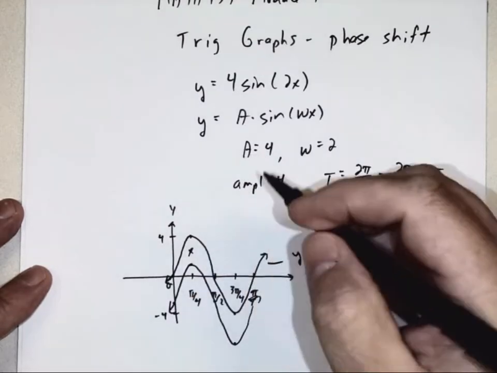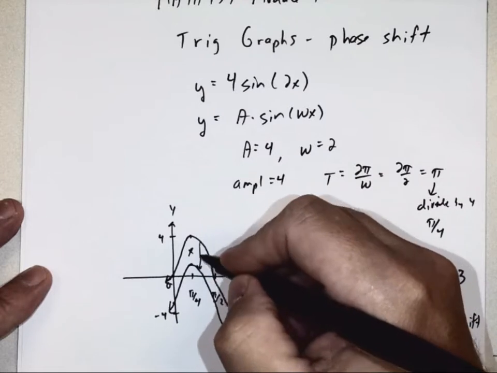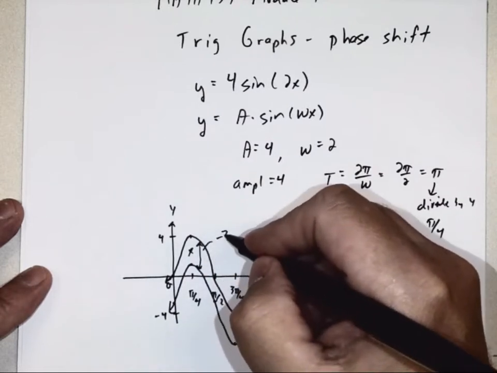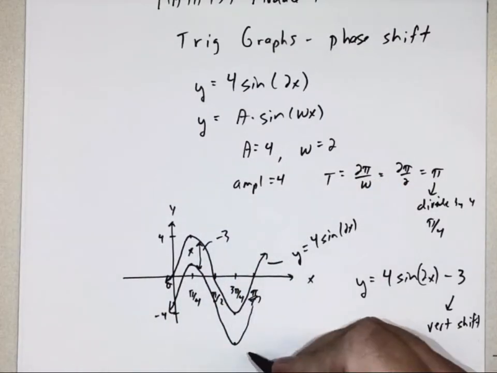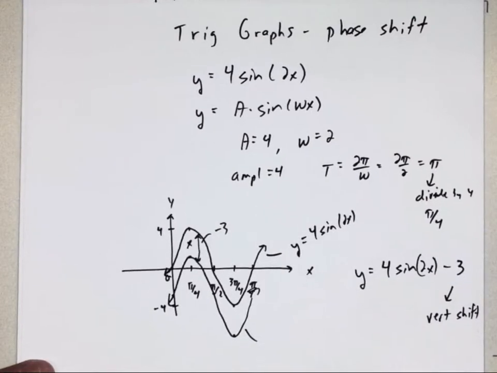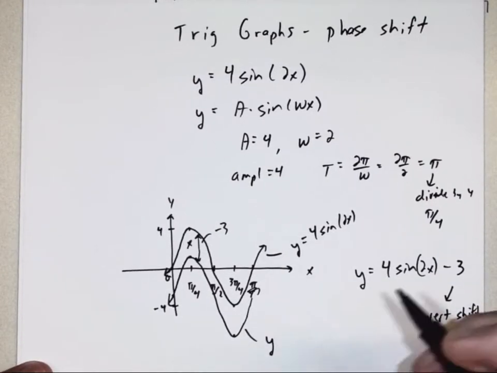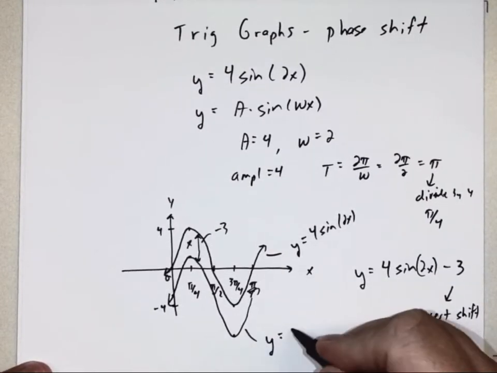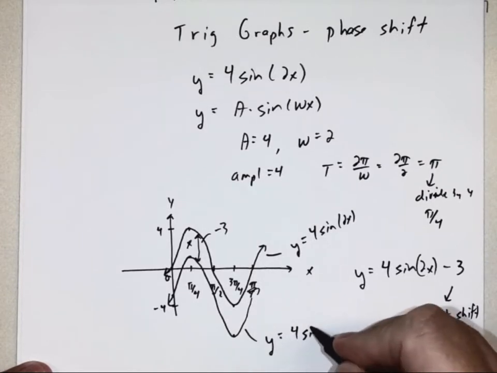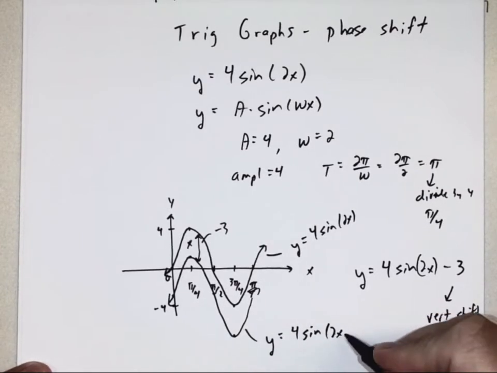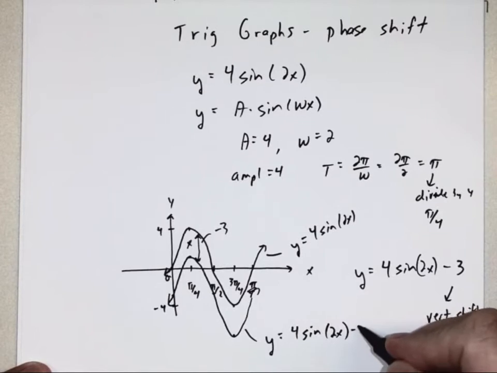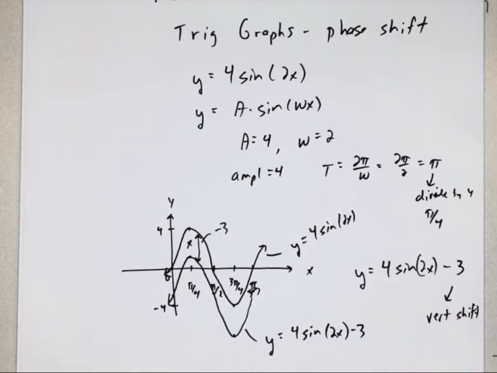So hopefully you can see basically there's a shift of -3. So then this is the graph of this. So the vertical shifts are actually pretty easy to figure out. But there's one more kind of shift, and that's called a phase shift.